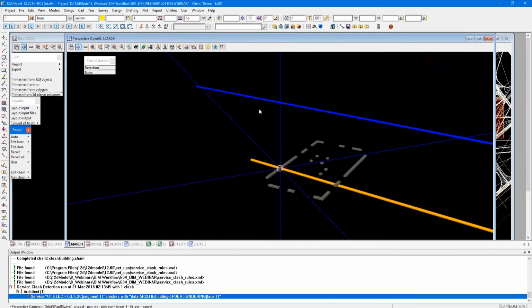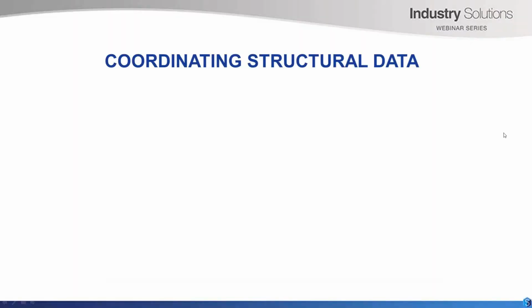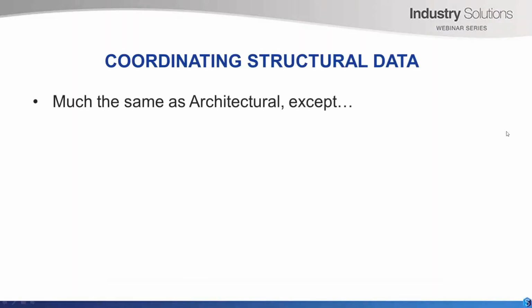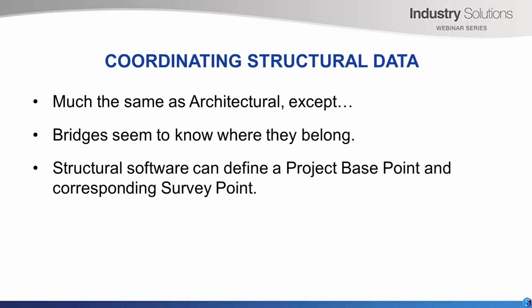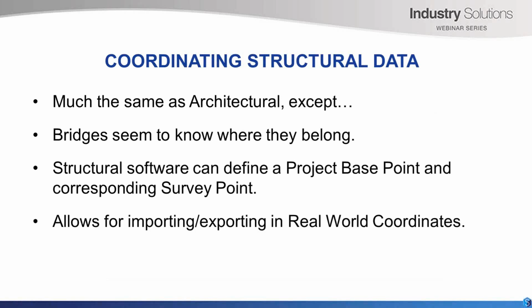Now, often it's not just architectural and buildings we're dealing with. For a lot of people on the highway designs, you'll have bridges, because we can't build roads without bridges. So coordinating with structural data, much the same process as with architectural, except often bridges seem to know where they actually belong in the world. And that's because structural software can quite often define a project base point and a corresponding survey point. What this does is allow them to switch between their local grids or their architectural grid and the real world coordinates, and allows for importing and exporting data.